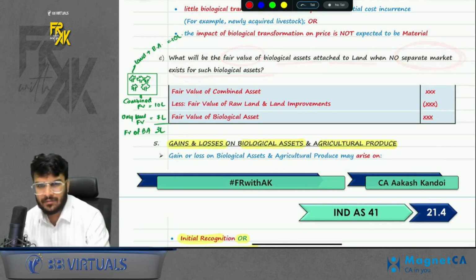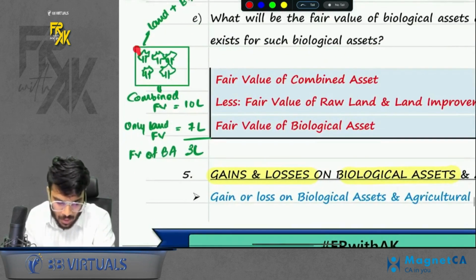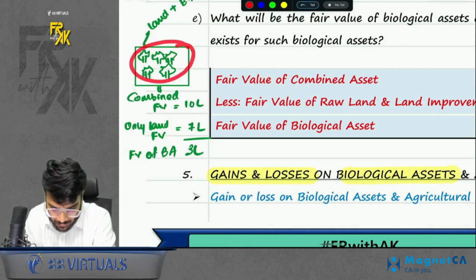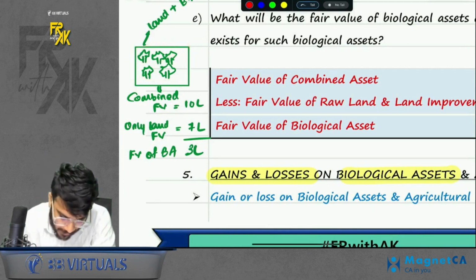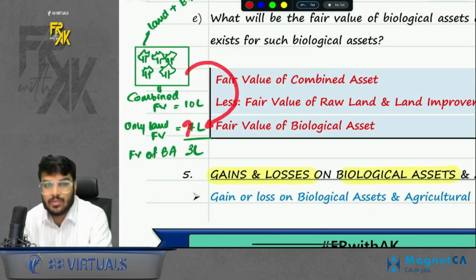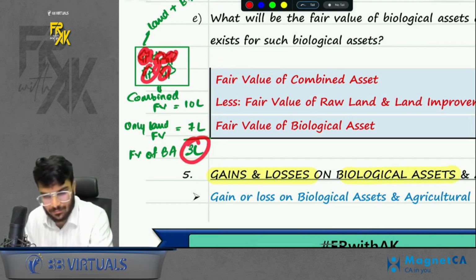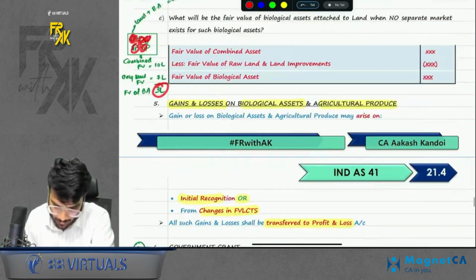for such a biological asset? For this, I give you an example. Let's say I have a land on which I have many biological assets. So I have the combined value of 10 lakhs, and I have the value of only the land, 7 lakhs. So if I ask you what is the value of only the biological asset, can you take it as a balancing figure? 3 lakhs, simple. Achha, next point.